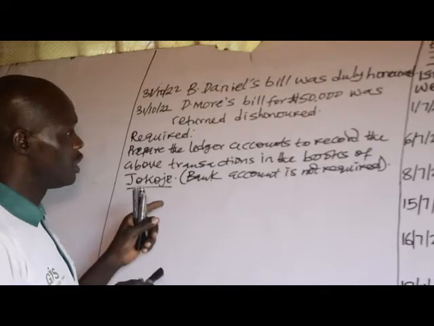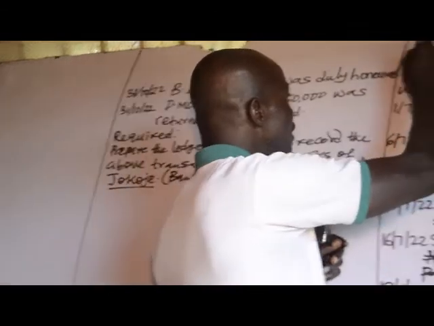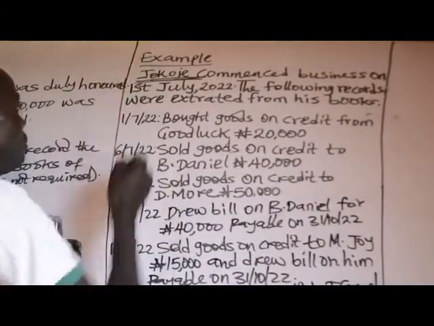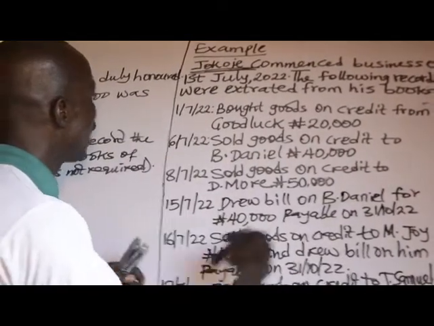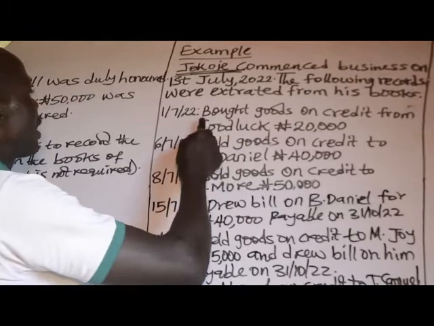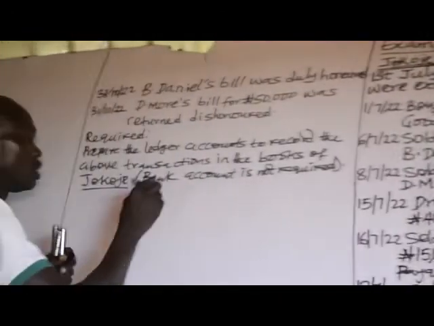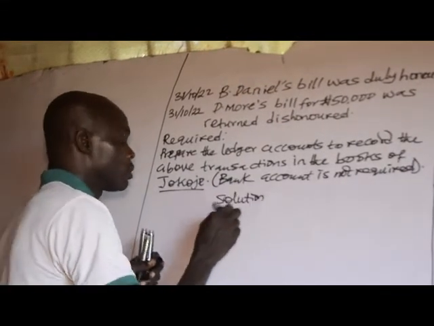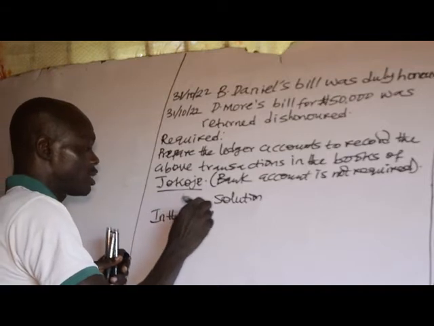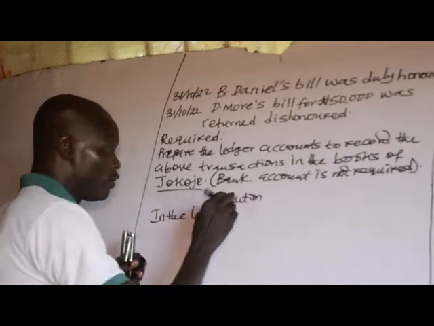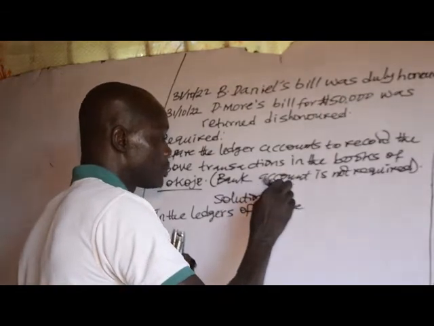Jokoje is the seller, the owner of the business. The transactions took place in the books of Jokoje, the owner of the business. That is to show that Jokoje will be the drawer. Now, the first transaction, let's have the solution in the ledgers of Jokoje.